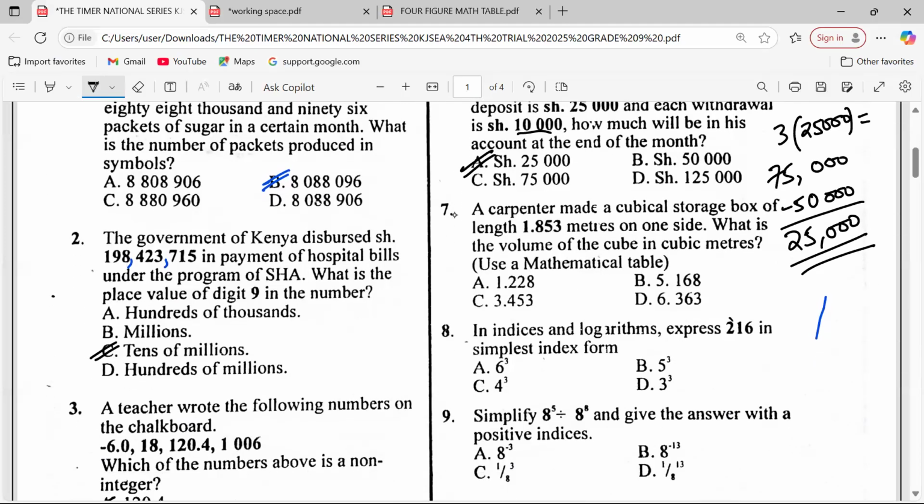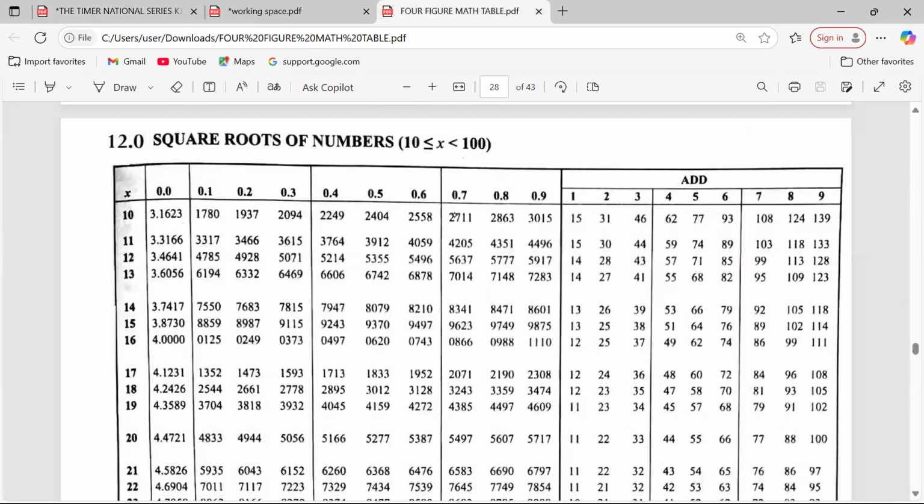Number 7. A carpenter made a cubic storage box of length 1.853 meters on one side. What is the volume of the cube in cubic meters? Use a mathematical table. So we are going to cube 1.853 using the tables.